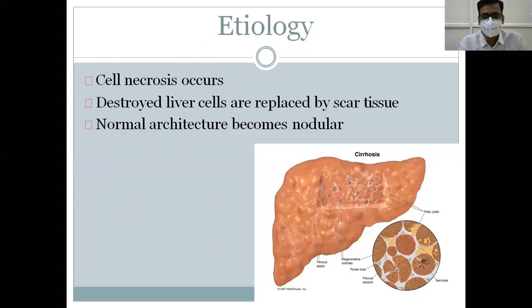What is the etiology for cirrhosis? Cell necrosis occurs. There will be destruction of the liver cells, and they are replaced by scar tissue. The normal architecture becomes nodular. This is how you can have a look at the picture, where the cross section shows necrosis of the normal cells, the fatty acids in between the cells, the regenerative nodules, portal triad, and fibrous septum in between the necrosis.